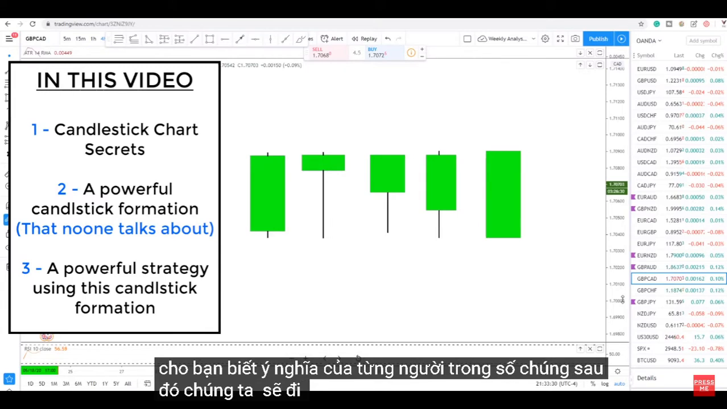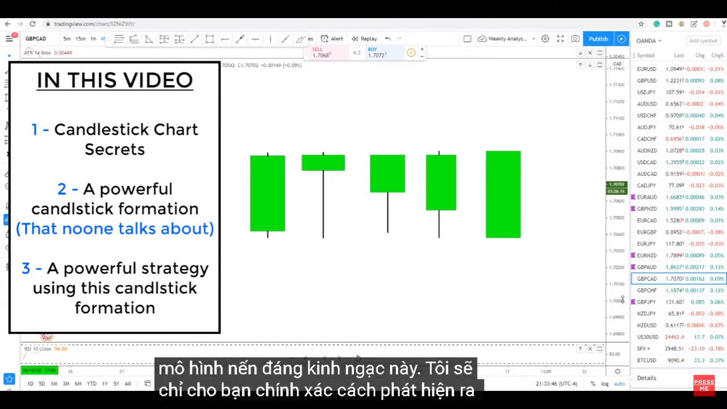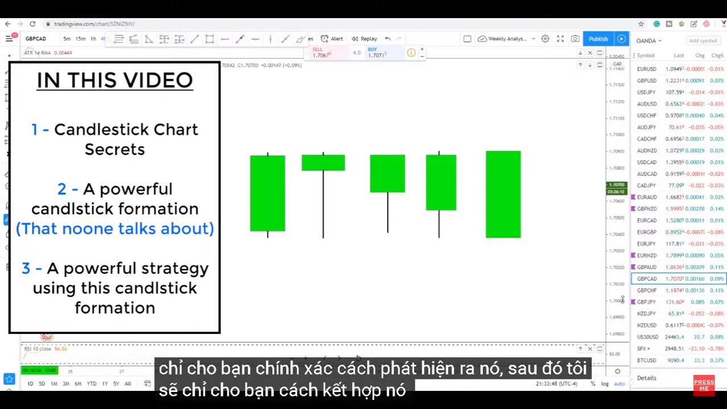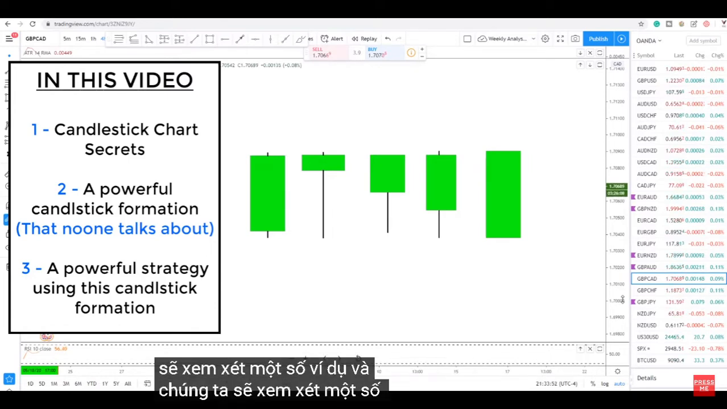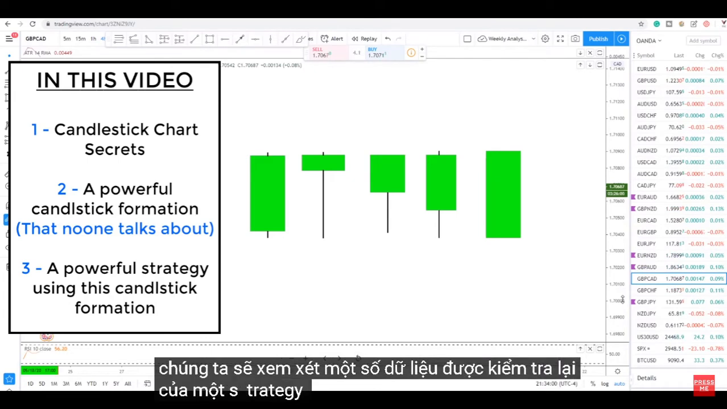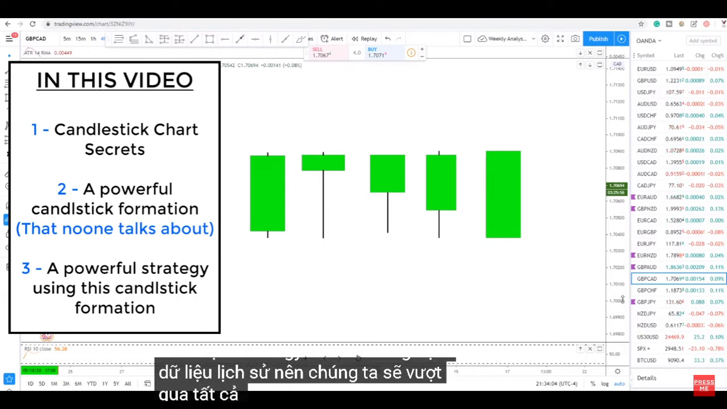After that, we're going to dive into this incredible candlestick pattern. I'm going to show you exactly how to spot it. Then I'm going to show you how to combine it with other things in order to trade it. We're going to take a look at some examples, and some back-tested data of a strategy I've already tested in historical data. So we're going to get through all that in today's video.